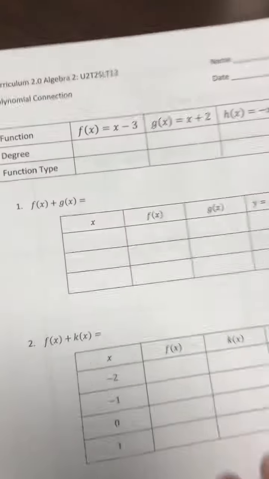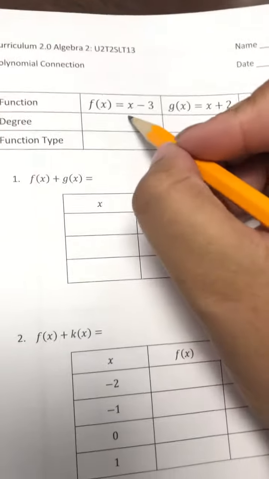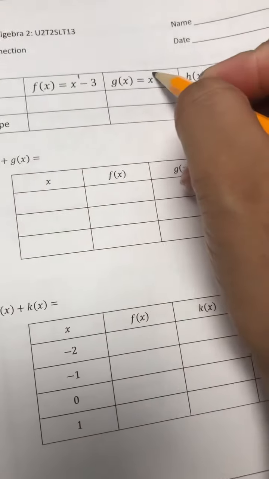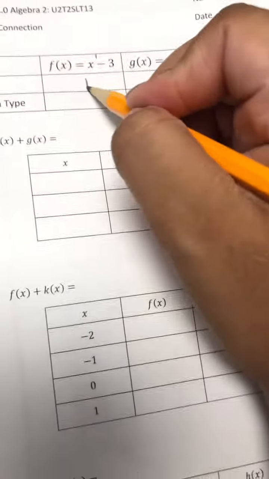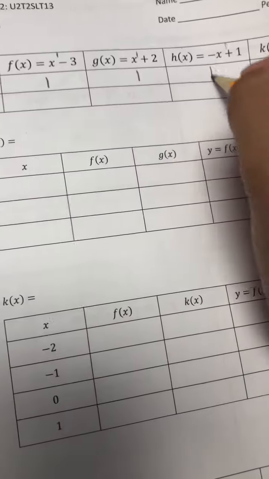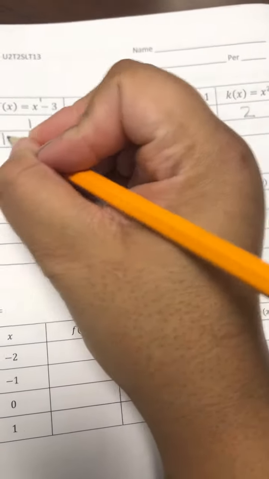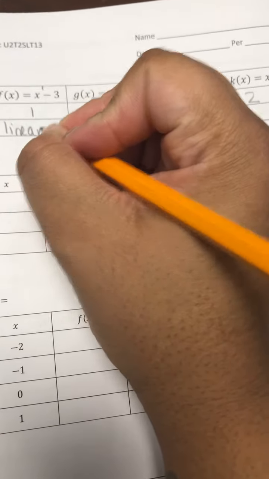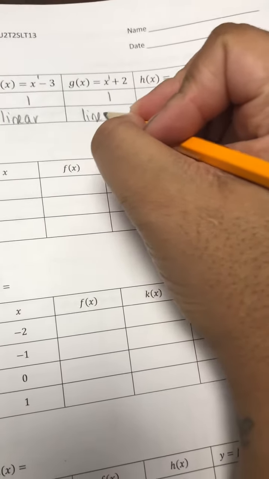All right, so in the first box, you have to know your degree. So whenever there's no degree there, it's a degree of 1. So these are all degrees of 1, and that's a degree of 2. Function type, you should know, linear. Linear. I shouldn't even be doing this for you.